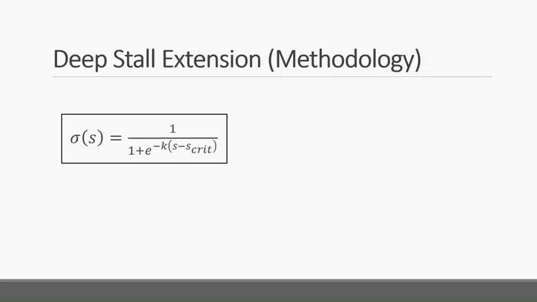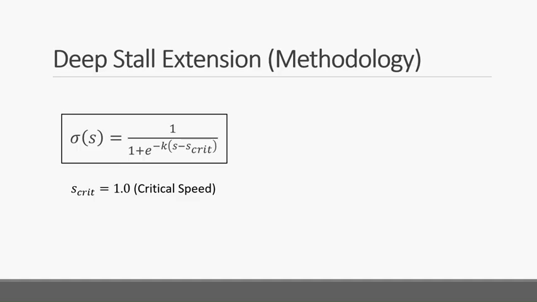This is the unphysical behavior my extension corrects. To resolve the physical flaw, I introduced a deep stall mechanism. I modified the angular velocity equation by multiplying the lift term by this efficiency function, sigma of s. It acts as a continuous aerodynamic switch. When speed is high, sigma is 1. But as speed drops below my critical threshold of s equals 1, the efficiency collapses to 0.